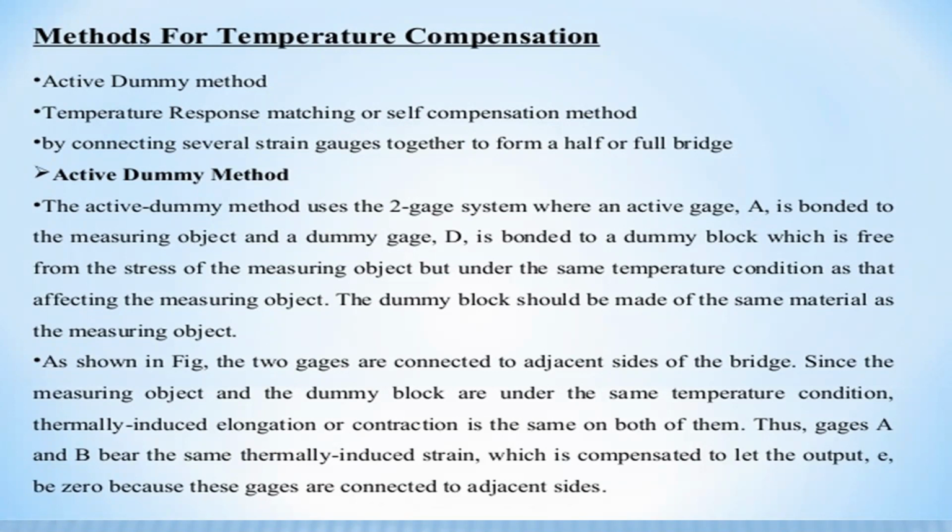In the active dummy method, we can calculate how much temperature is developed on the strain gauge with different loads acting on it. Different types of loads act on the strain gauge. Automatically the length of the strain gauge changes, the area changes, the resistance changes, and automatically the temperature of the strain gauge changes.